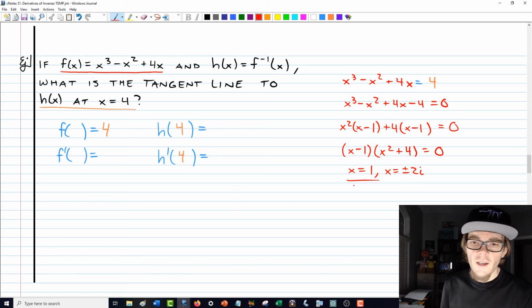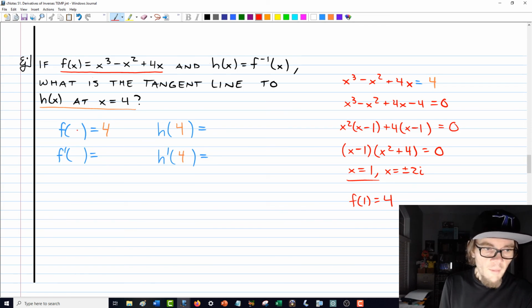So what did we just find? We just showed that f of 1 is equal to 4. So that means that f of 1 equals 4. It means h of 4 equals 1.